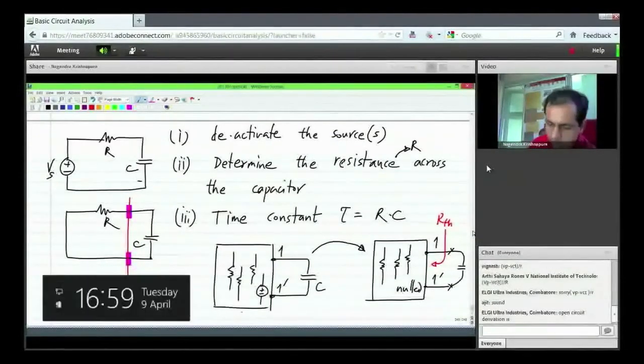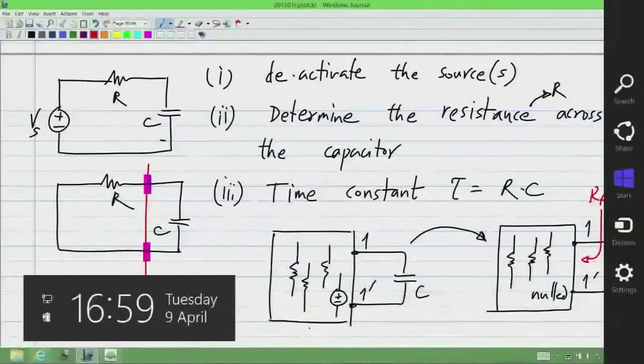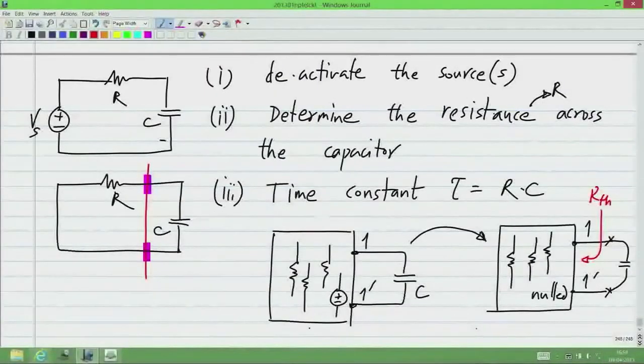Okay. So this RTH is what we have to determine, and once we do that, the capacitor value is C, the time constant tau will be given by RTH times C. Okay. So you can very easily verify that it's true for our very simple circuit. Looking between these two terminals to the left side, we have only R. But even if you had a very complicated circuit, it would be true. You would have to find the equivalent resistance looking this way, and the time constant would be RTH times C.